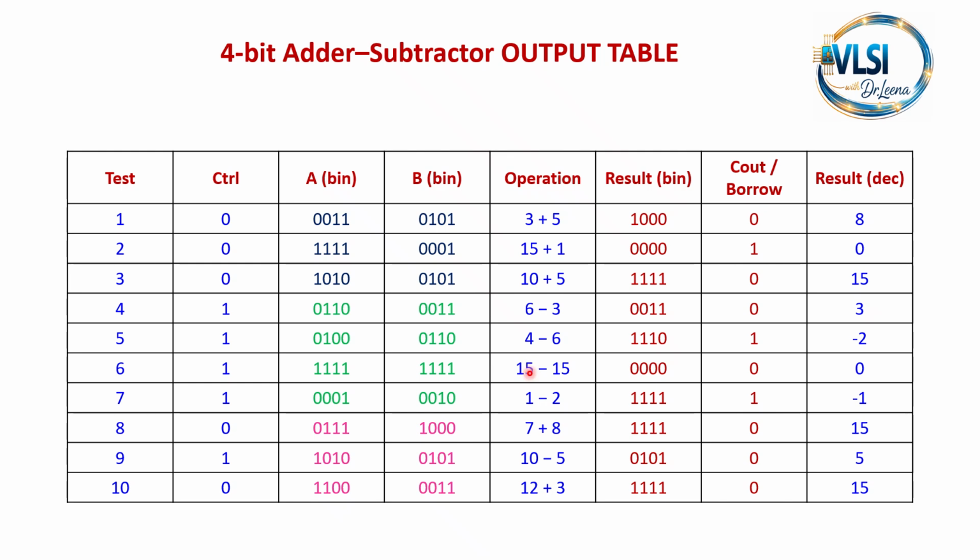So students, if we are simulating this and if you are seeing it in the waveform, in the input we will be seeing this control and then 4-bit binary A input and 4-bit binary B input will be in the input side, and in the output side we will be having the result as well as Cout by borrow. So this we will be seeing it in the waveform window. So students, today we have completed the 4-bit adder, subtractor, and we are going to do lot more codes from the beginner level to the advanced level.